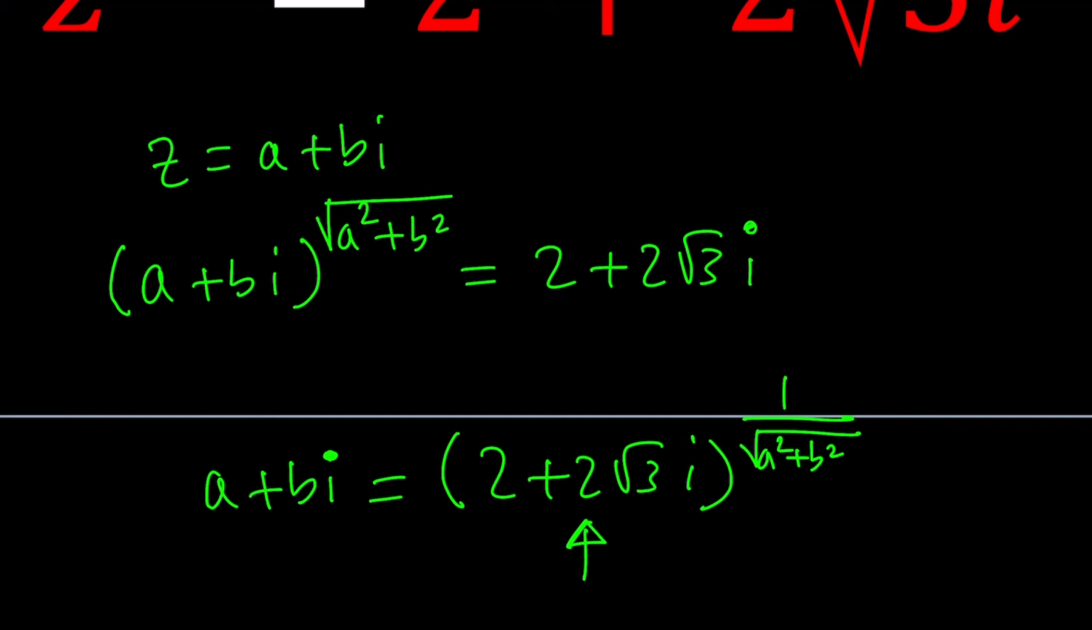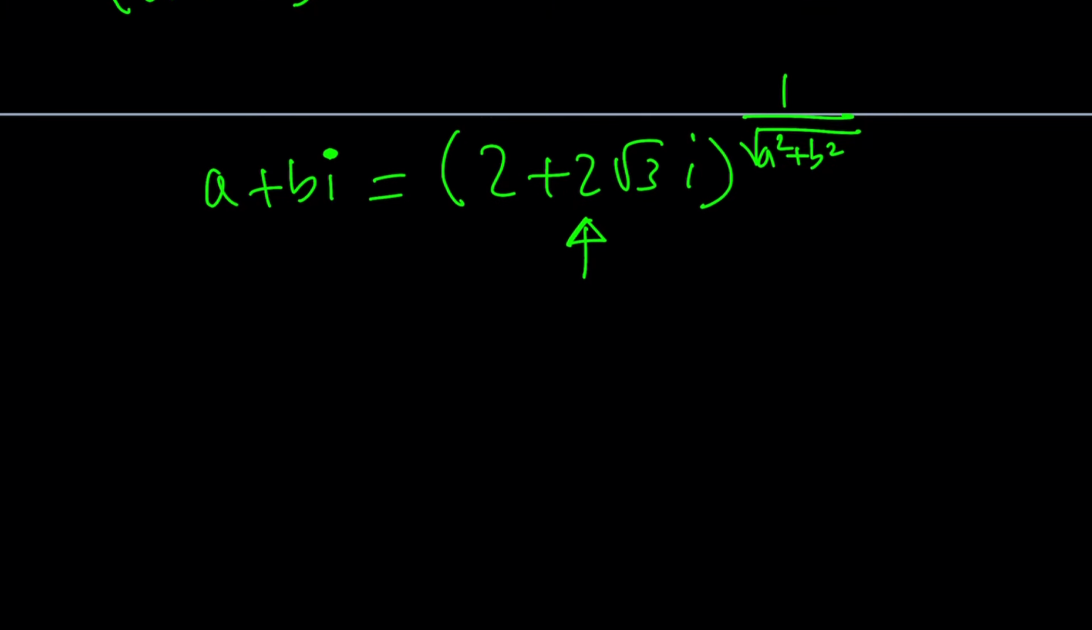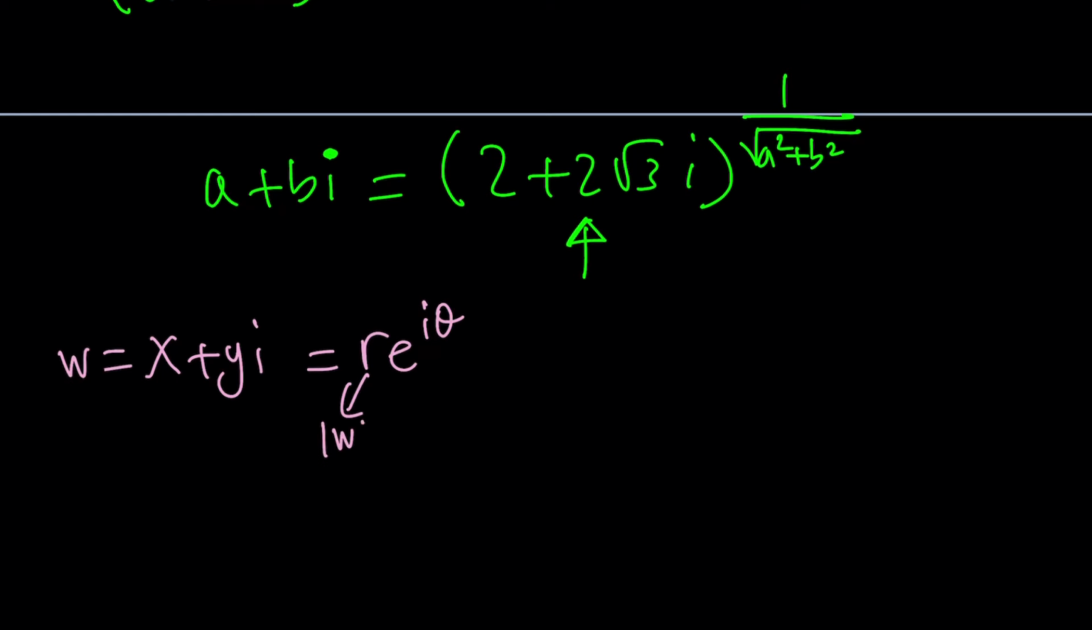Okay, maybe I can use the polar form. Let's try the polar form. What is the polar form? First of all, if you have a number like a plus bi, then it can be written as r times e to the i theta. Or maybe we should call this x plus yi because a plus bi has a different meaning here. So if you have a number like this, you can write it in the polar form. R is the modulus or the absolute value. In this case, let's call this w, and r is the absolute value of w, and theta would be the argument of w.